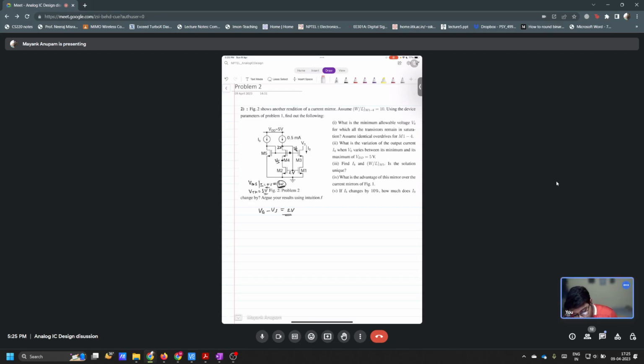So what sets the value of Vs? What is Vs here? Vs is equal to Vg minus 2 volts, right?